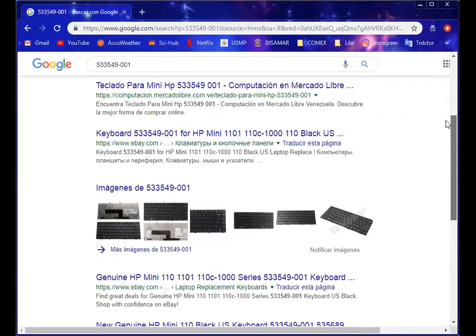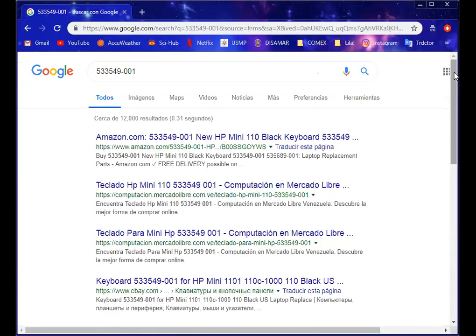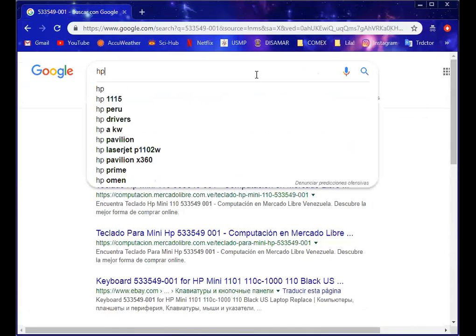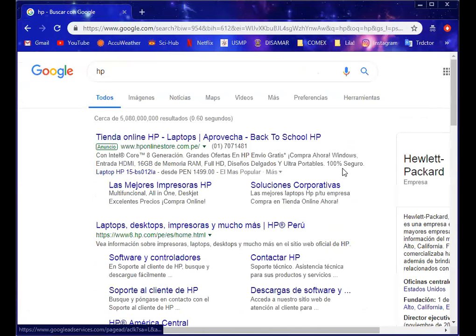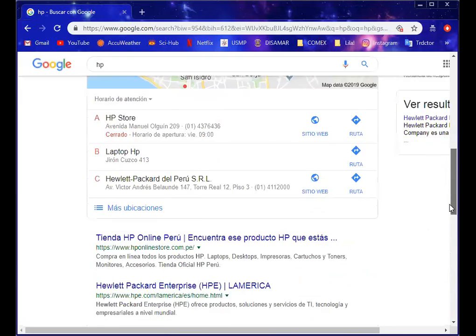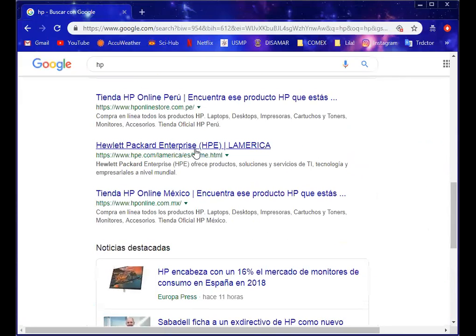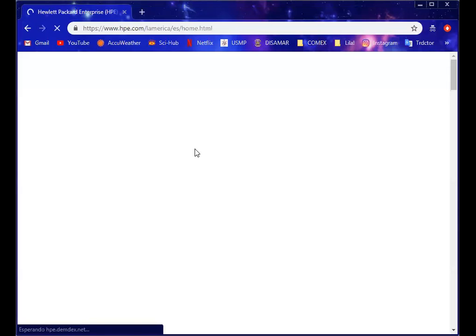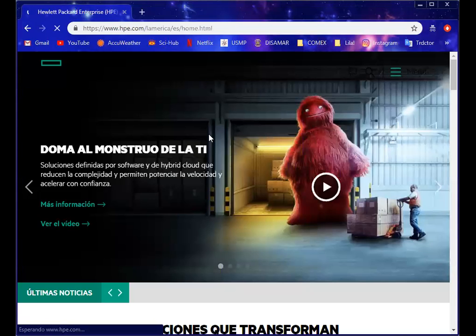So the next option will be to find a supplier in here from Peru. So in this case, let's go straight to Hewlett and Packard. What we could also do here to find a supplier from abroad is to go directly to the company. So in this case it will be the Hewlett and Packard web page. We could go to Hewlett and Packard Latin America, or we could go to Hewlett and Packard from the United States.